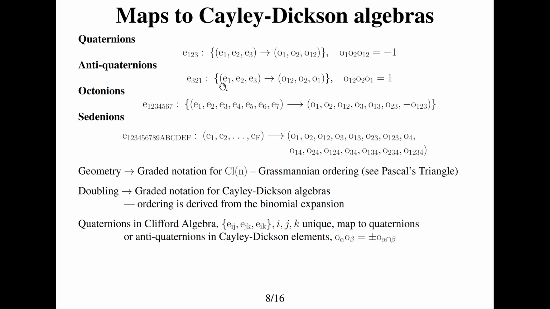We don't use that ordering, but that ordering is very important for Cayley-Dickson algebras, but it's not ordered in the same way. It's ordered by the binomial theorem of Pascal's triangle. So O12 comes before O3. And then the doubling gives you all the O3 elements, and then doubling gives you all the O4 elements. The other important thing to notice is that these can be interpreted as a map from quaternions inside the Clifford algebra space to quaternions in the Cayley-Dickson space.